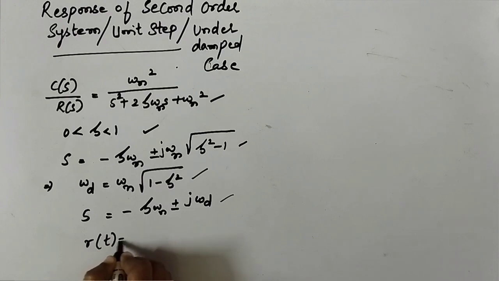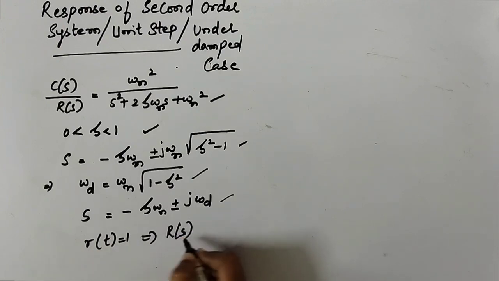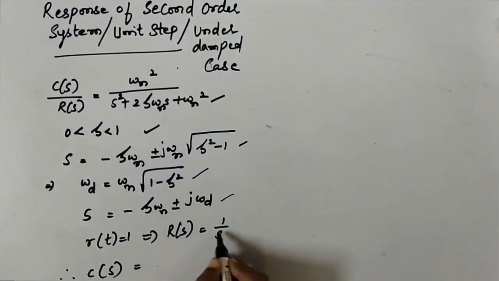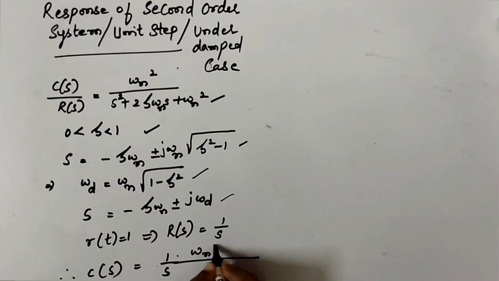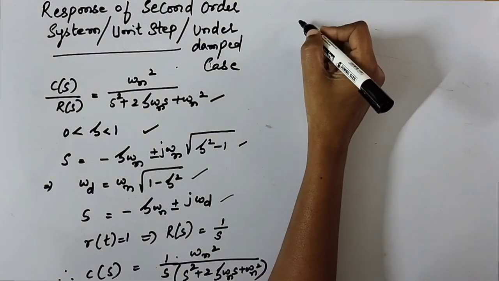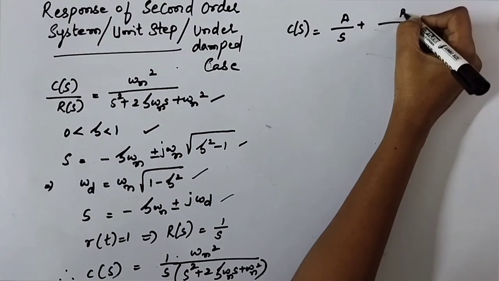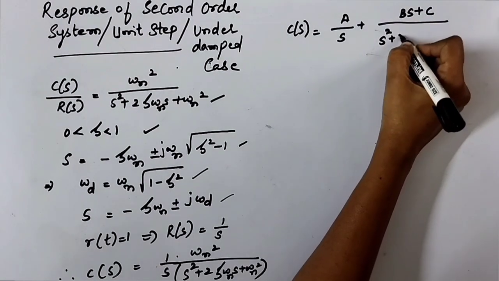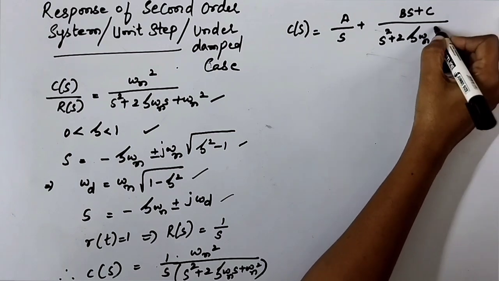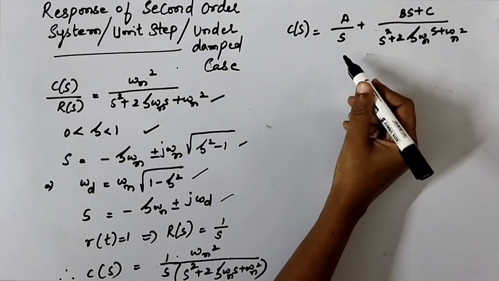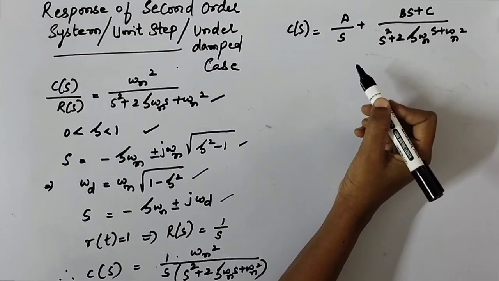Now, we're talking about a unit step input. So obviously, r of t equal to 1. In the s domain, the response C of s, taking R of s to that side, is 1 by s into omega n square by s square plus 2 zeta omega n s plus omega n square. By partial fraction expansion, this is A by s plus (Bs plus C) by s square plus 2 zeta omega n s plus omega n square. Please make sure that you brush up on the basic fundamentals of partial fraction expansion before solving all this.